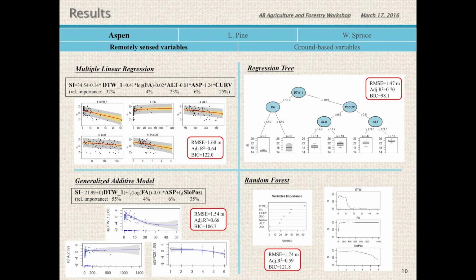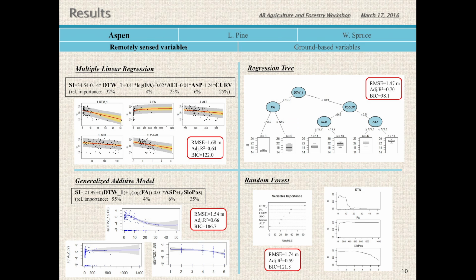Then the second method is a generalized additive model, and a similar approach with backward variable selection procedure found that the optimal model contains depth to water, flow accumulation, aspect, and slope position. Just to compare with the previous one, instead of altitude and curvature, we now have slope position. And also in terms of the best predictors, again, depth to water and slope position are much stronger predictors than the other two, flow accumulation and aspect.